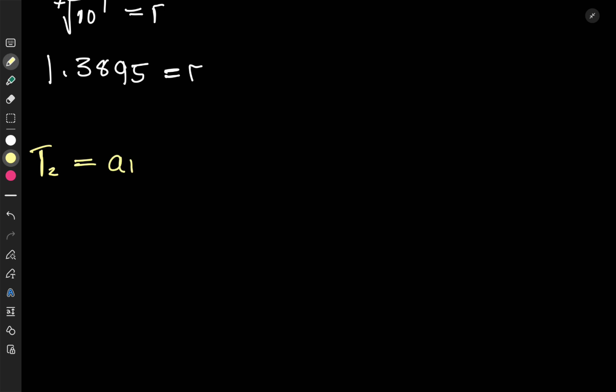Term number 2 is AR. Okay, it is R to the power of 1, which is just R. And that is going to be my A is 100, and my R is 1.3895, and this is going to be now 138.95. This is going to be my term number 2.